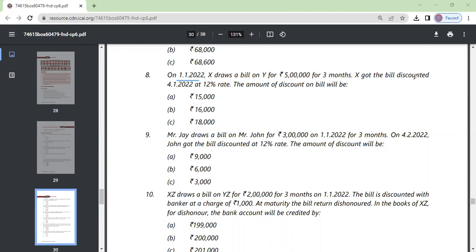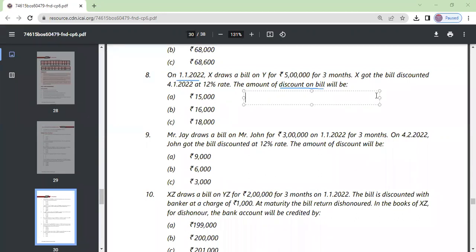X got the bill discounted. Yes, drawer got it discounted on 4th January 2022. Same month, right? After 3 days, same month. At 12% rate, the amount of discount on bill will be. Excellent question. Calculation of the discount.